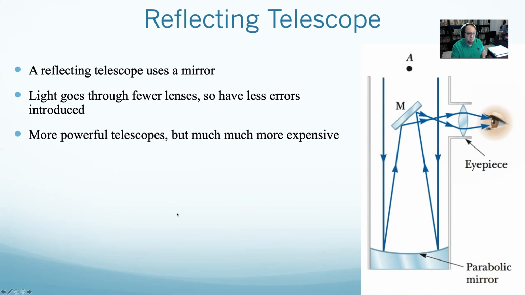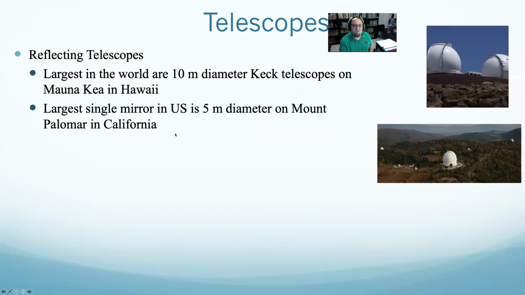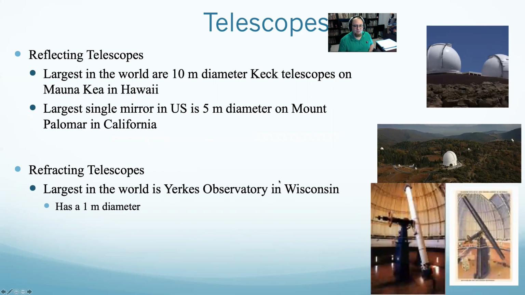The largest one in the world is in Hawaii, and the diameter of that mirror is 10 meters. The largest single-mirror one in the US, because that one's kind of a bunch of mirrors put together, has a 5-meter diameter. Refracting telescopes, the largest one only has a 1-meter diameter, but is not as good for resolving things.